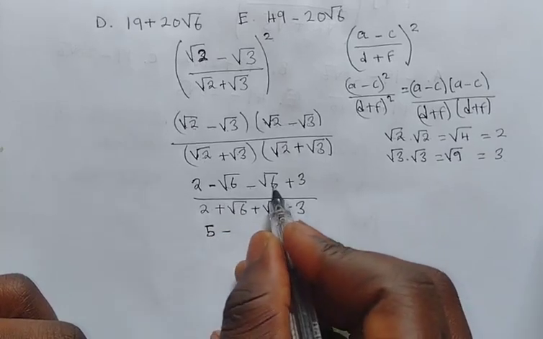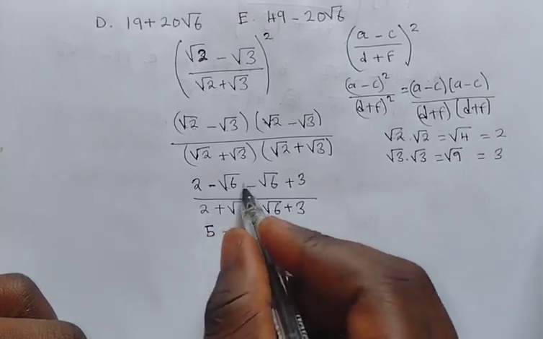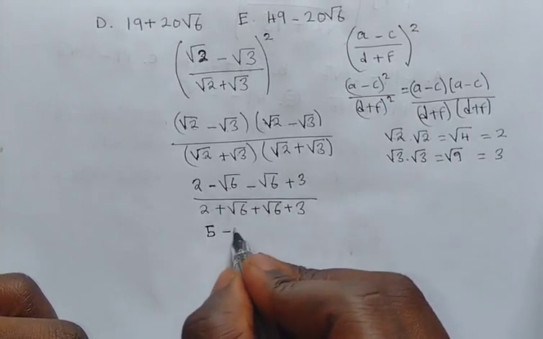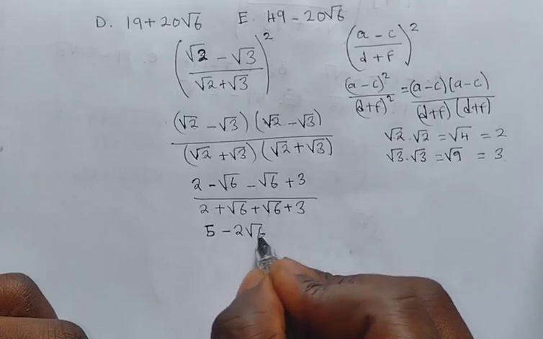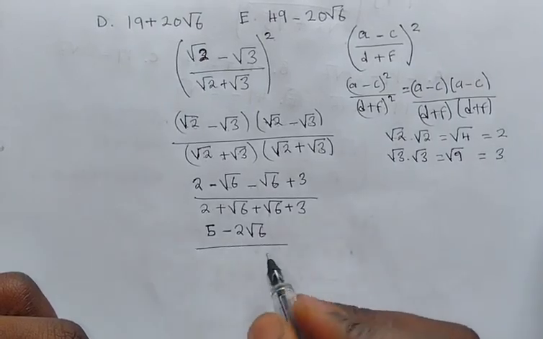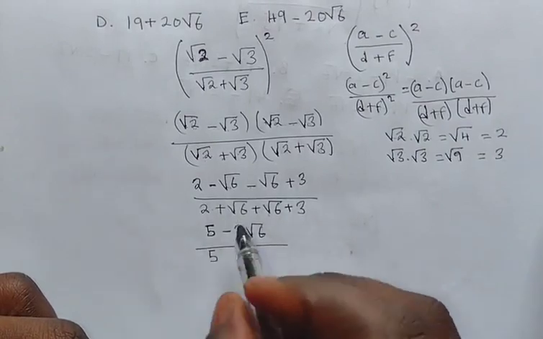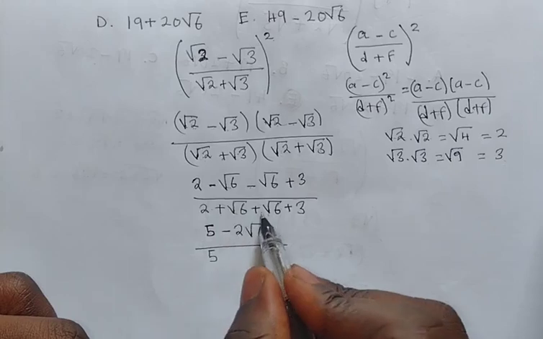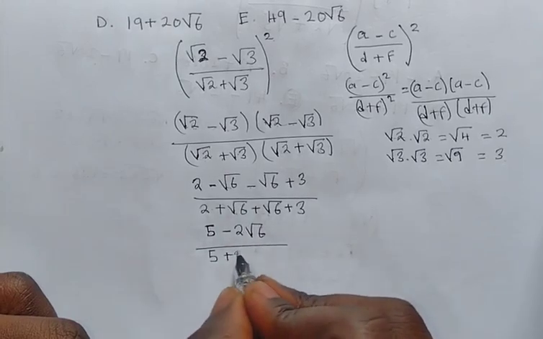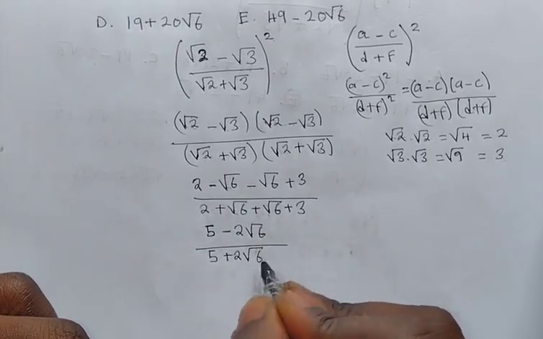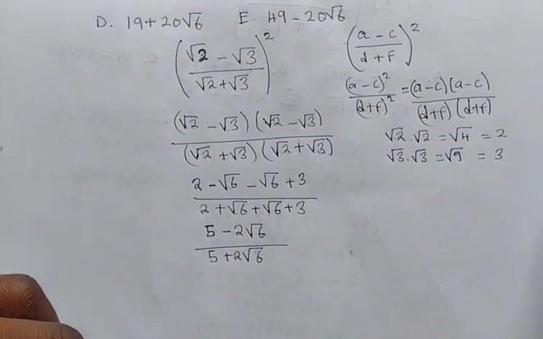Root of 6, root of 6. So meaning that we are just adding these two, which will give us 2 root of 6 over 2 plus 3. Again, here it's a 5. Then root of 6 plus root of 6 will give us positive 2 root of 6. So this is where we are going to end.